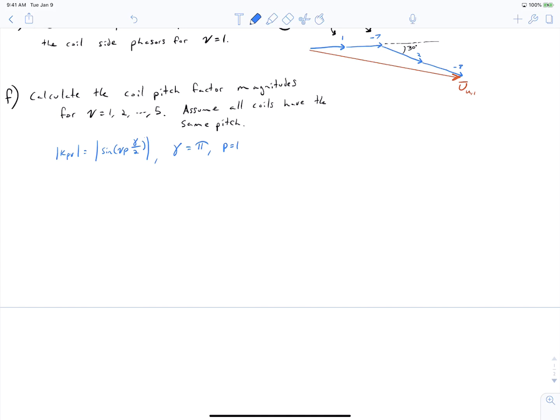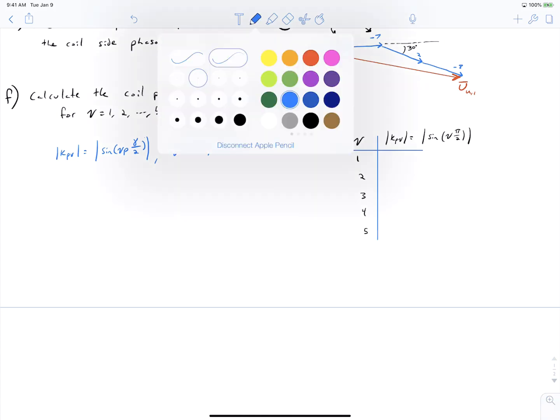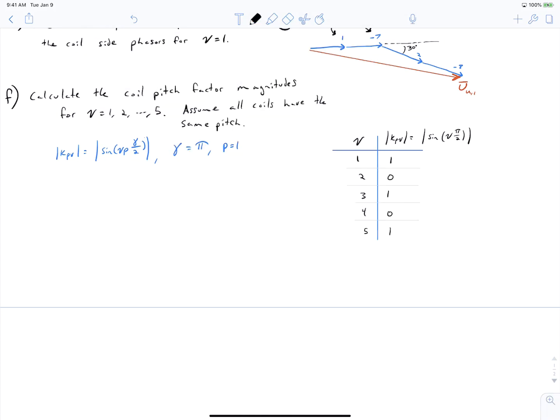And we'll present this as a table. And you can see that our coil pitch factors have a value of 1 for all the odd harmonics and 0 for all the even harmonics. That means that our coils do not link any even harmonics in our flux density. So our output voltage cannot have even harmonics in it. It is simply not possible.